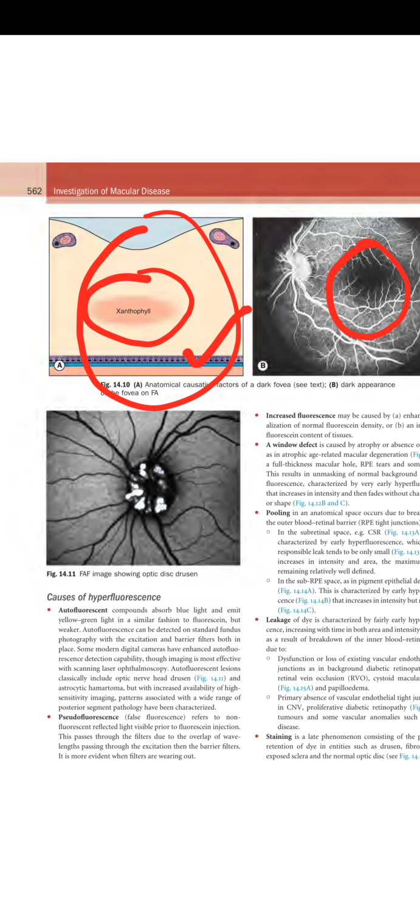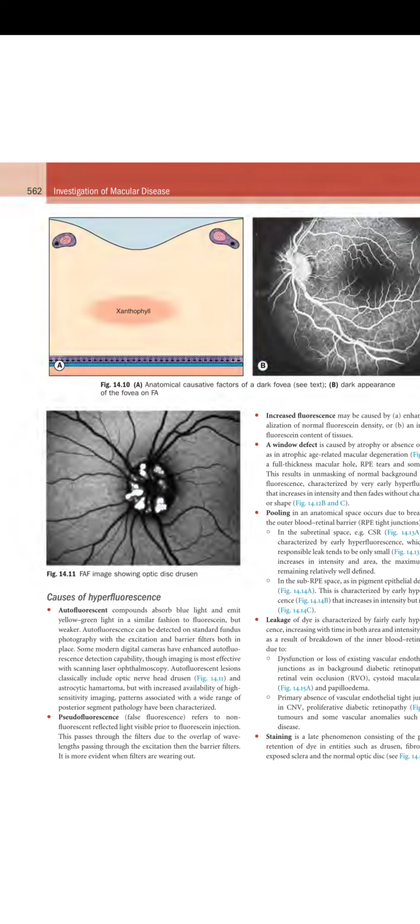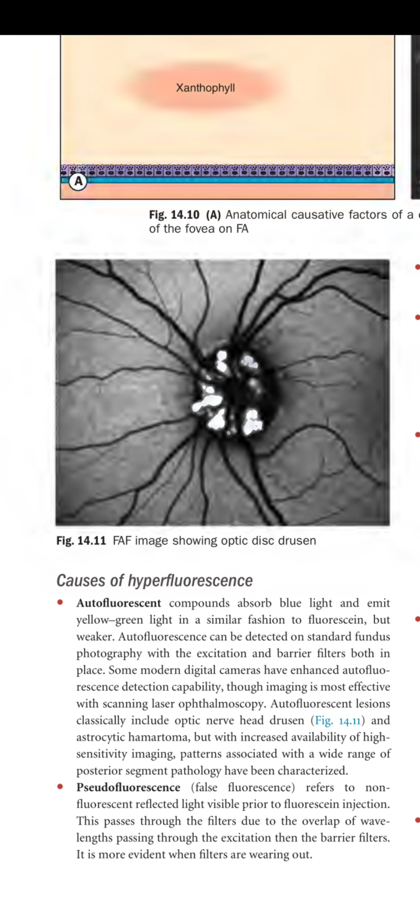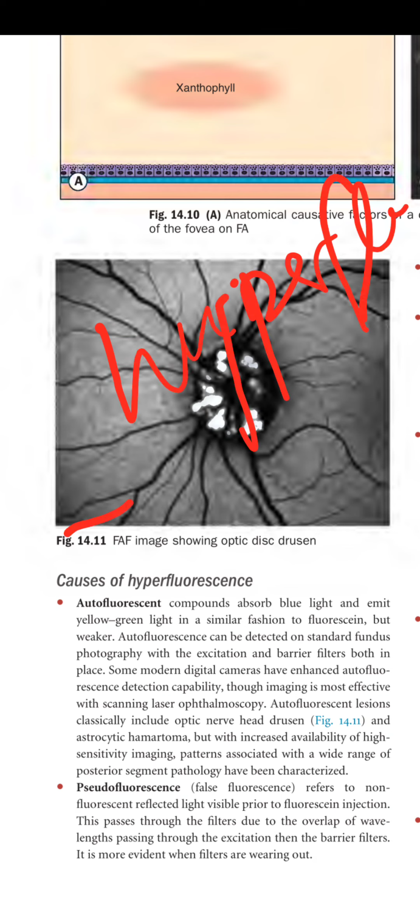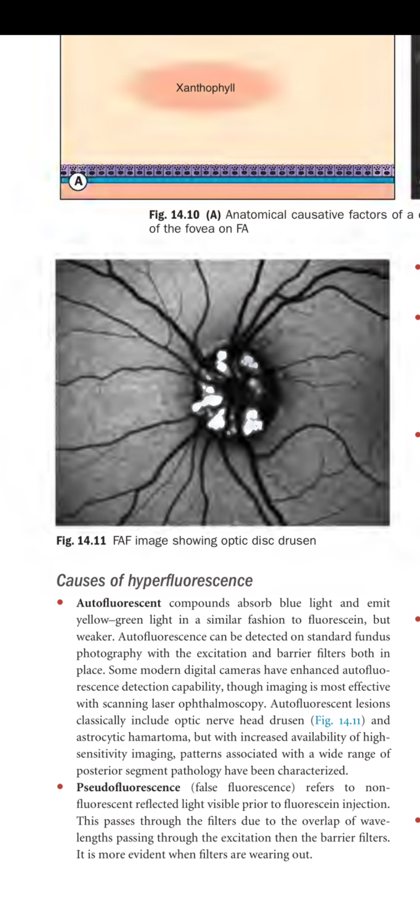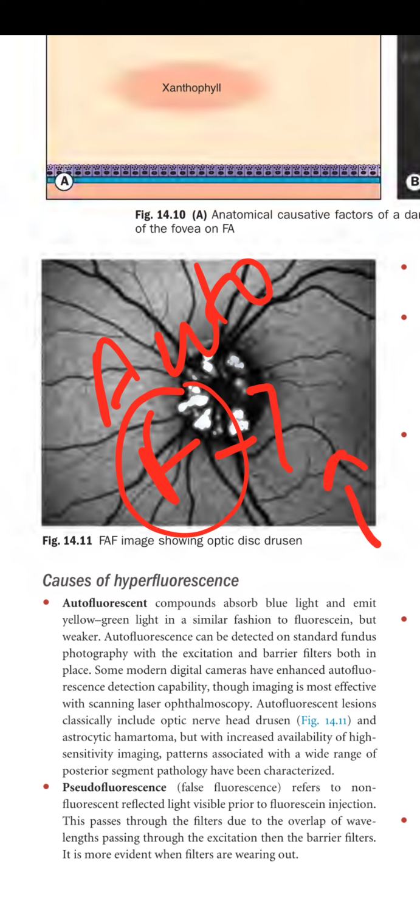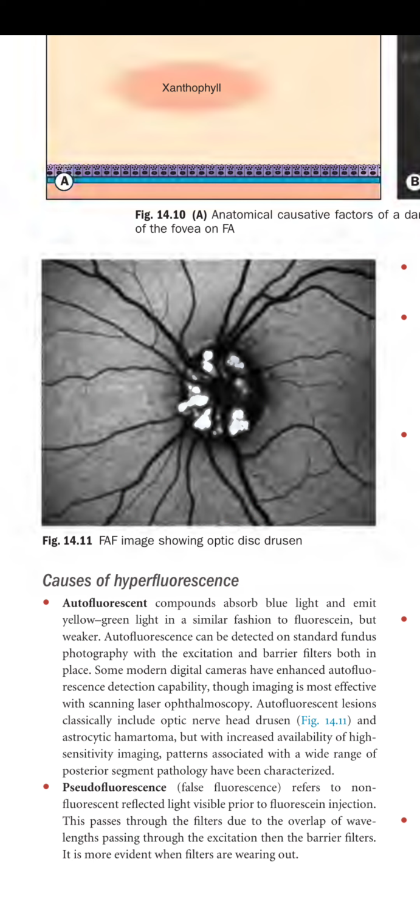This FAF image showing optic disc drusen shows a whitish material in the disc, which is due to the optic disc drusen. So, hyperfluorescence: there are certain causes of hyperfluorescence, either of any lesion or of any vessels. There is one thing called autofluorescence. Autofluorescence is when you have not put fluorescein into the eye, but still you place the filters. There are certain materials which have a fluorescent-like property, and this is known as autofluorescence.